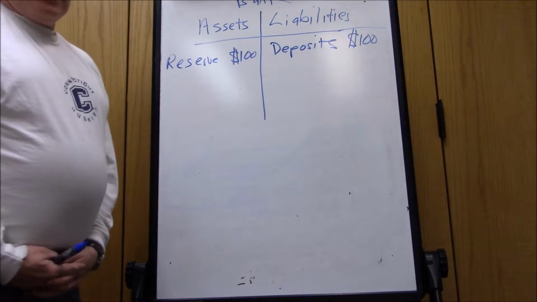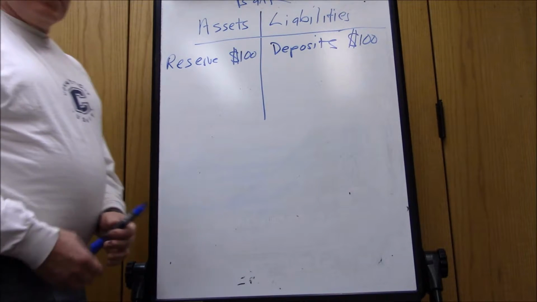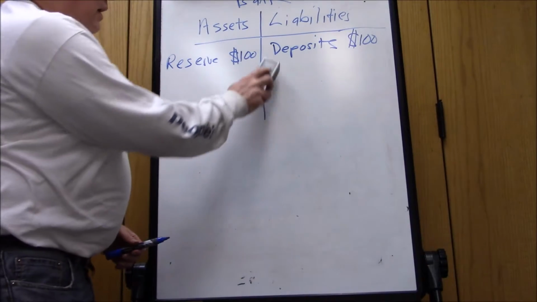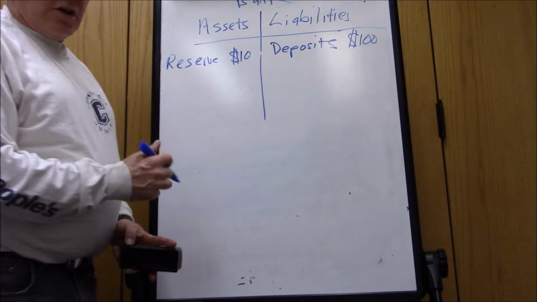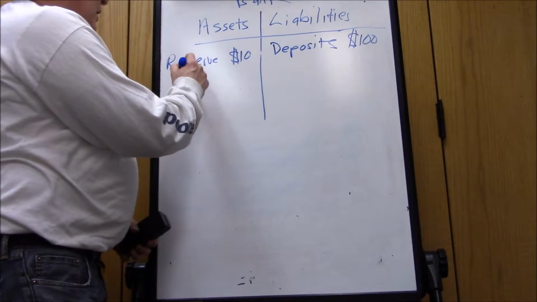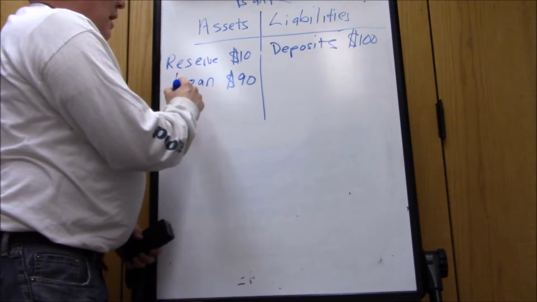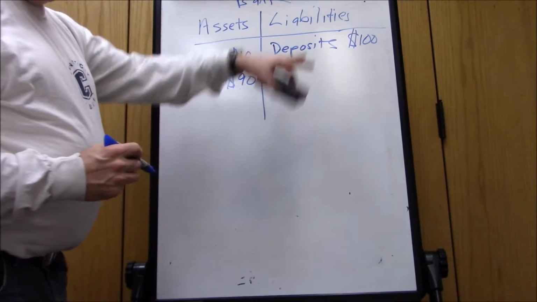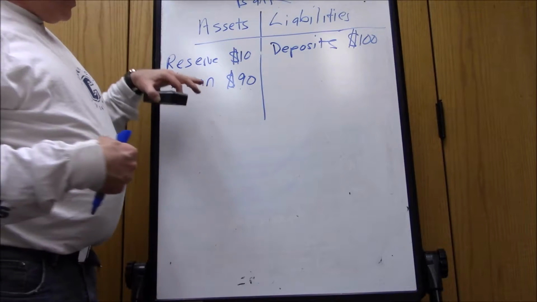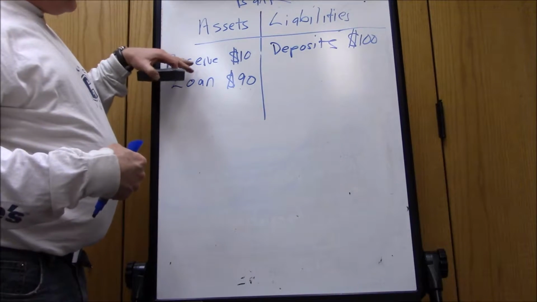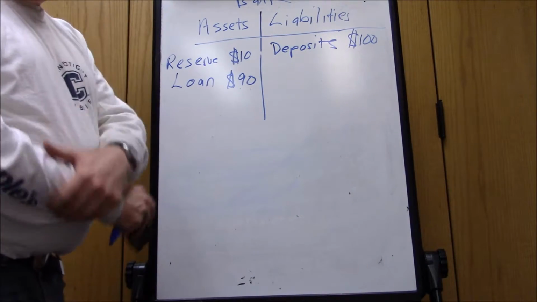But let's say the bank has this great idea that, you know what, we're going to hold back some of the money that's on deposit, just because we want to make sure we have something in case somebody needs to withdraw something, but we're going to loan out the rest. So let's say they decide to loan out $90. And so we still have assets equal liabilities. The bank has $90 in loans, so this is money that people owe them, so it's an asset to the bank. And $10 still in reserve, balancing out the $100 in deposits.